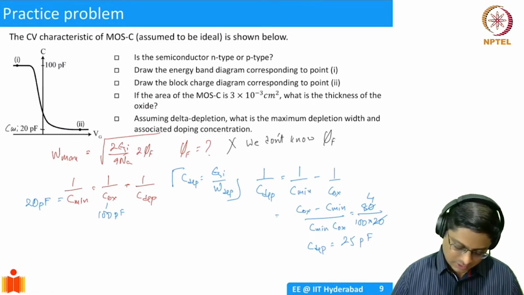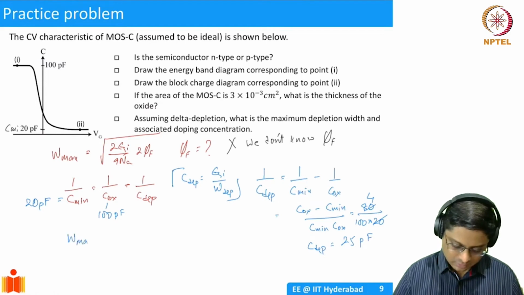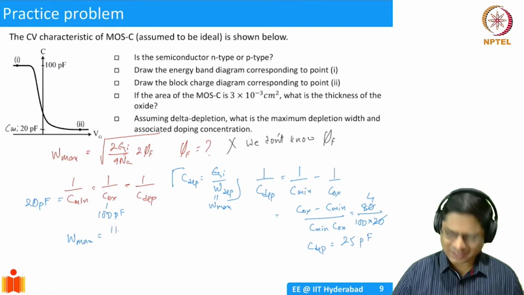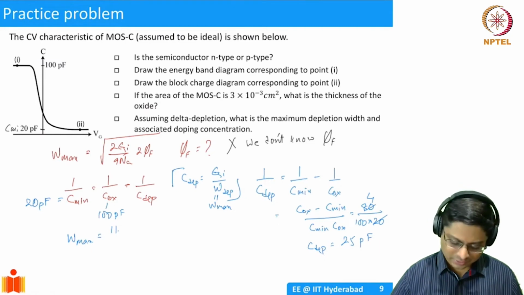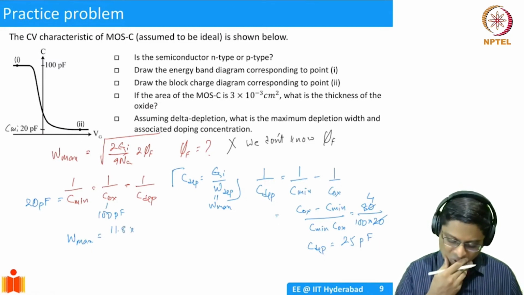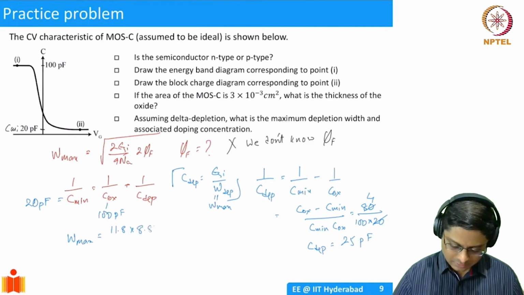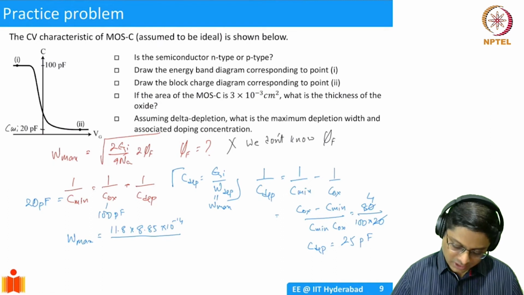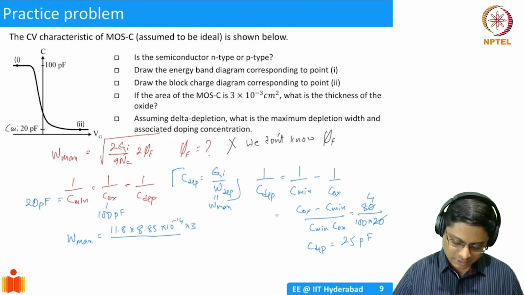So now what is my W max? W max from here will be equal to W max, right? Because we are in inversion. So I need to write epsilon silicon, 11.7 (it should be 11.7 or 11.8) into 8.85 into 10 power minus 14, divided by, well, I actually need to multiply it by area, I think. Yes, 3 into 10 power minus 3 divided by C depletion, which is 25 picofarads.